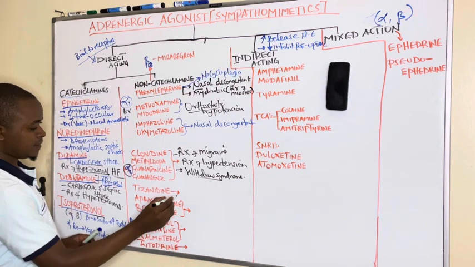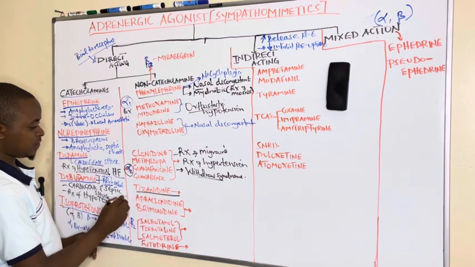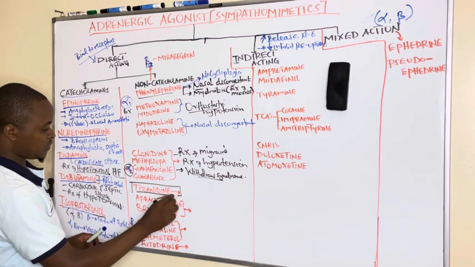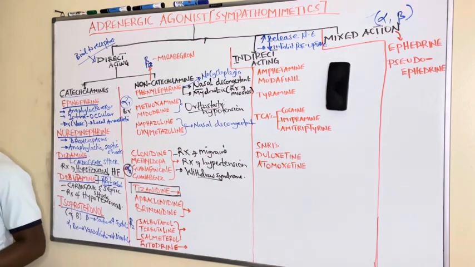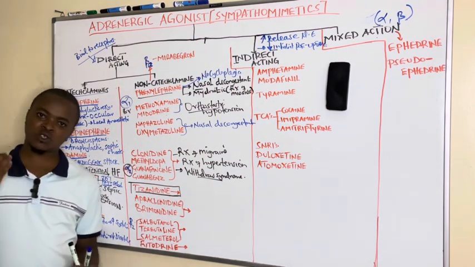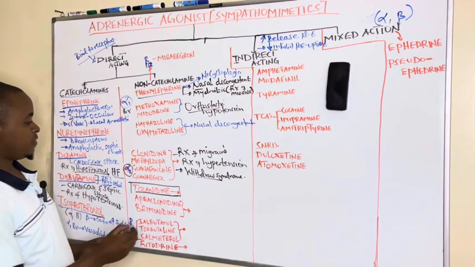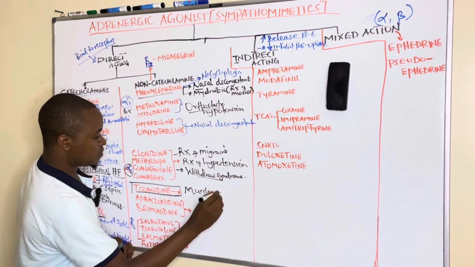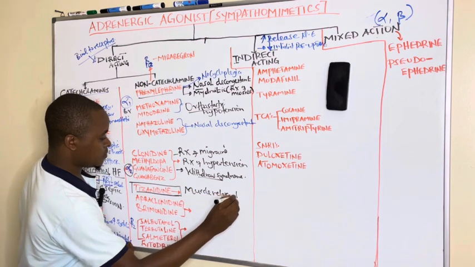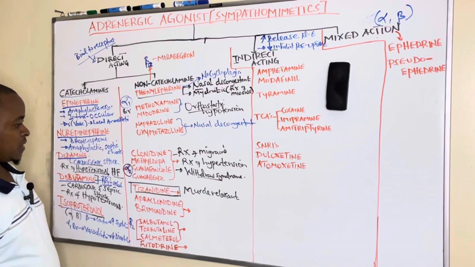Then tizanidine. It is used as a muscle relaxant. This one is used as a muscle relaxant.